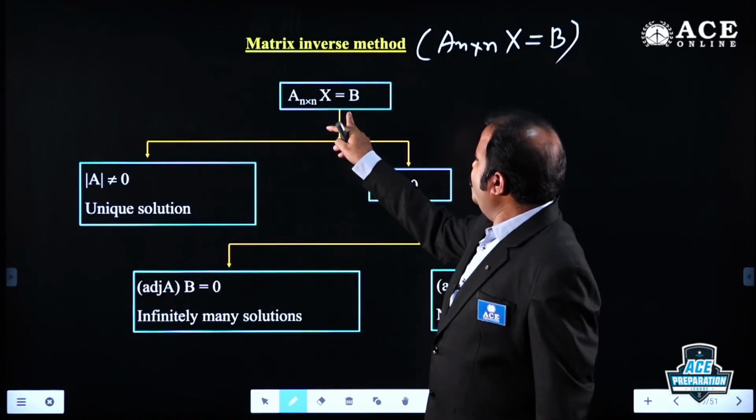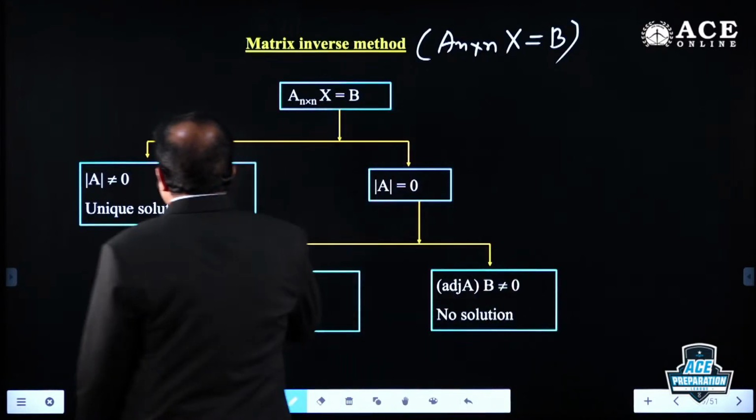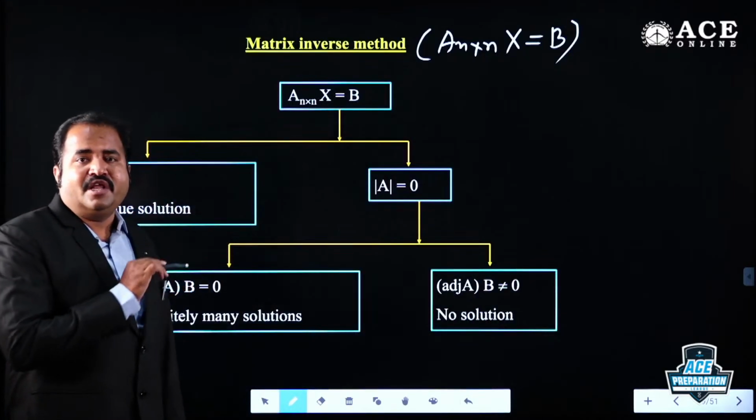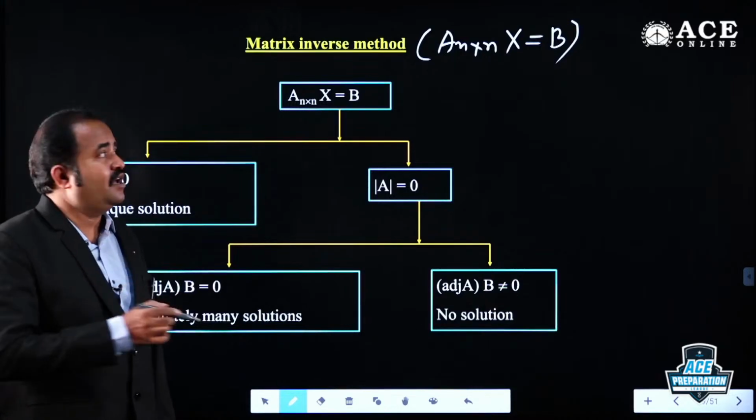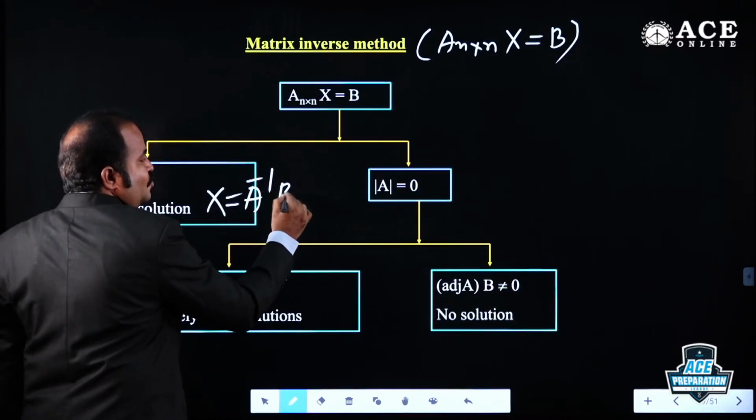Look at here. So what are the possibilities? If det A is non-zero, then a unique solution exists. What is the solution? Do you know the solution? Det A non-zero means what? A inverse exists or not? Therefore, the solution is x equal to A inverse B.